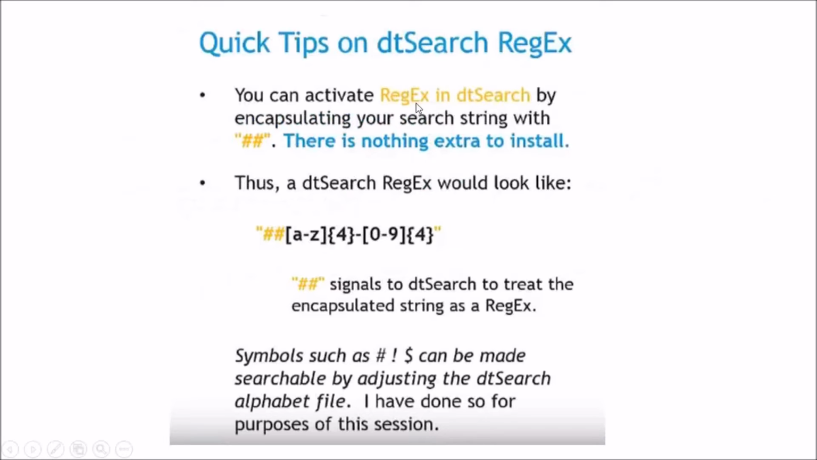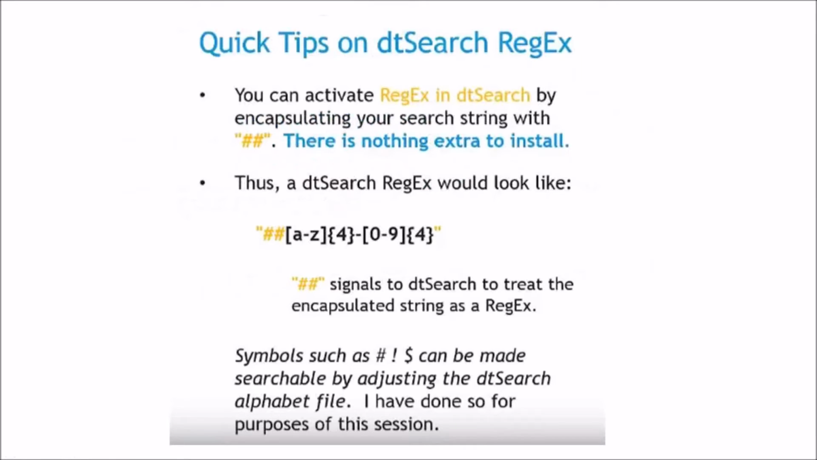So you can activate regex in DT search by encapsulating your search string with this particular convention: the quotation mark, a pound sign, and then you close it with the pound sign and the quotation mark. There is nothing extra to install, so your case manager, if they're going to have you use regex, will tell you about it and say that you're supposed to use it, and probably have you take the tutorial that is provided by Relativity in a lot more detail than what I'm doing here.